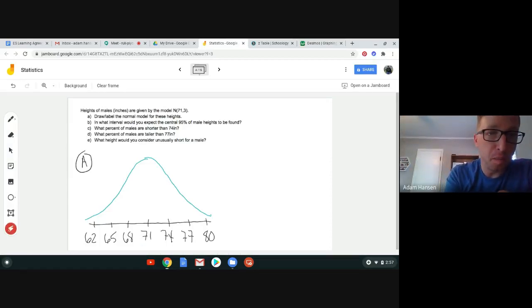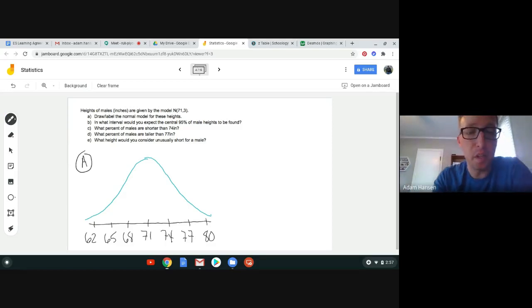All right, so for part B, it says, in what interval would you expect the central 95% of male heights to be found? Well, the center 95% would be within 2 standard deviations from the mean. Namely, from here, 65 inches, to here, 77 inches. Now I've got the picture, let's use it. Counting 2 standard deviations below the mean, 1, 2, and 2 standard deviations above the mean, 1, 2. That gets me between 68 and 95. I'm sorry, between 65 and 77 inches.